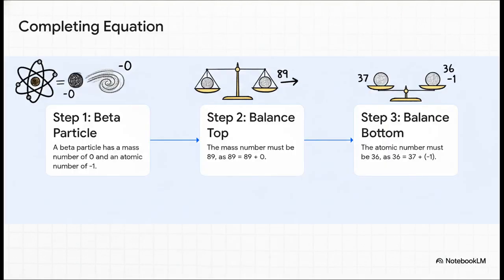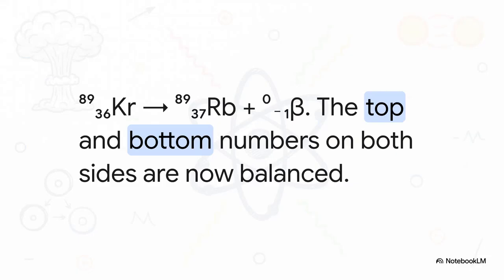First, what do we know about a beta particle? Well, it's got a mass number of 0 and an atomic number of -1. So to balance the top numbers, our missing number has to be 89, right? Because 89 equals 89 plus 0. Simple enough. Now for the bottom numbers. For it to balance, the number has to be 36, because 36 equals 37 plus a -1. And just like that, we get our final balanced equation for the beta decay of krypton-89. It's a really brilliant illustration of how it all works.